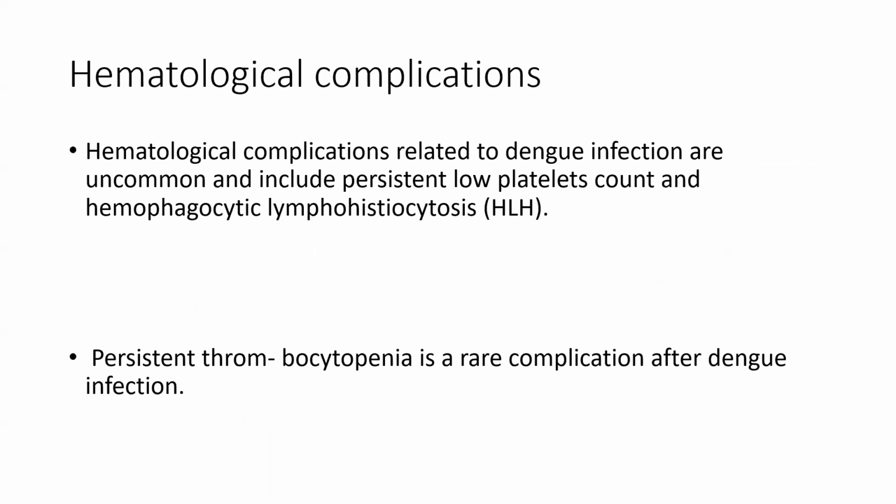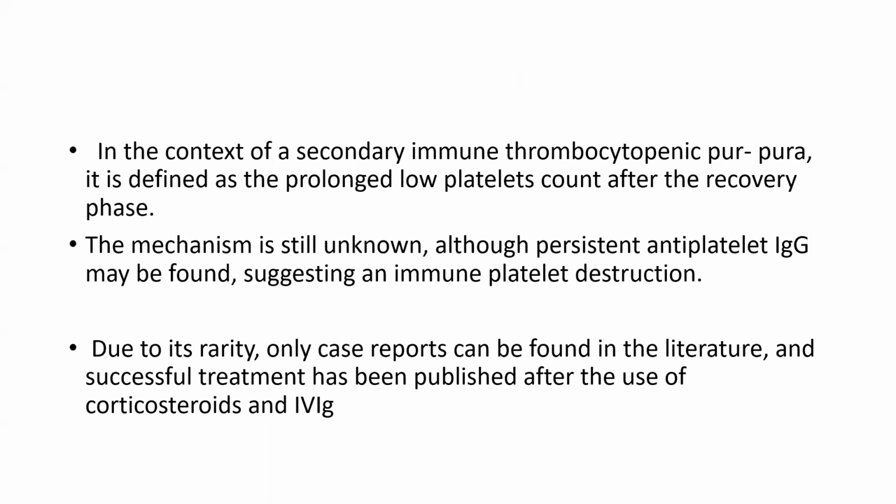Hematological complications related to dengue infection are uncommon, including persistent low platelet count and HLH. Persistent thrombocytopenia is a rare complication after dengue infection. In the context of secondary immune thrombocytopenic purpura, it is defined as prolonged low count after recovery phase. The mechanism is still unknown, although persistent antiplatelet IgG may be found, suggesting immune platelet destruction. Due to its rarity, only case reports can be found in the literature, and successful treatment has been published after the use of corticosteroid and IVIG.